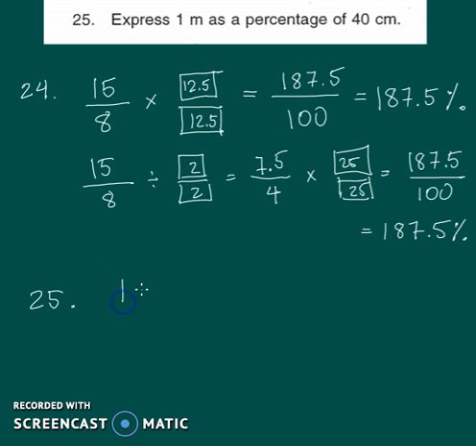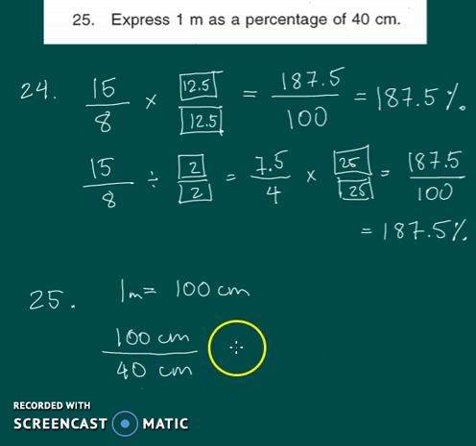So 1 meter is equal to 100 centimeters. So I'm dividing 100 centimeters by 40 centimeters. And I'm gonna divide by 10 to get this equal to 10 over 4. Now what do I have to multiply the top and the bottom by in order to get a denominator of 100?